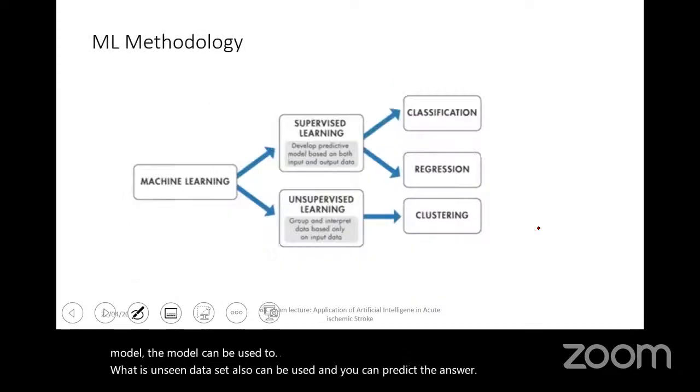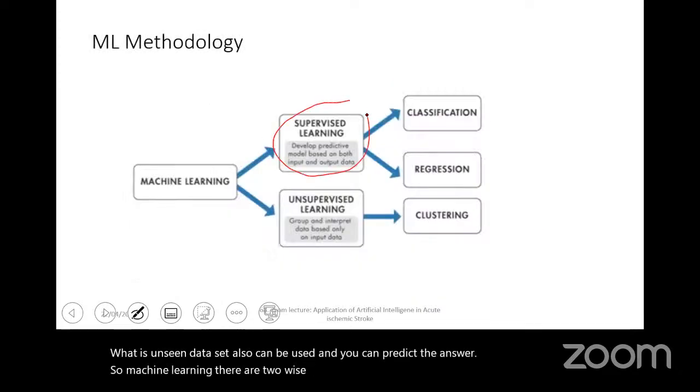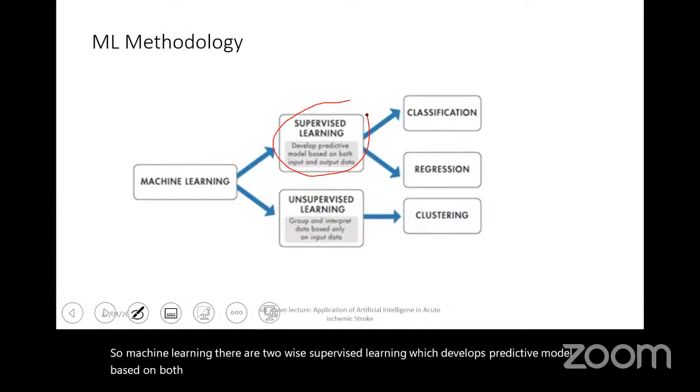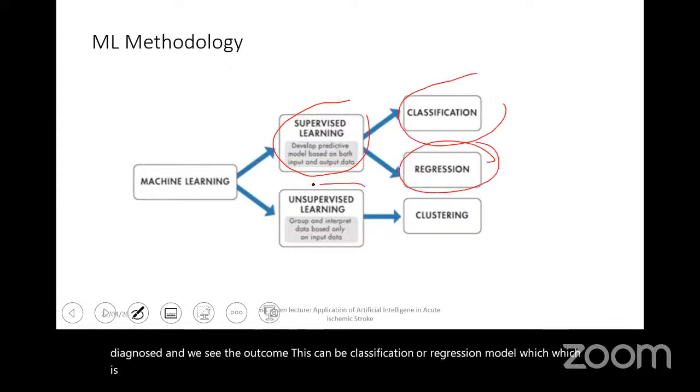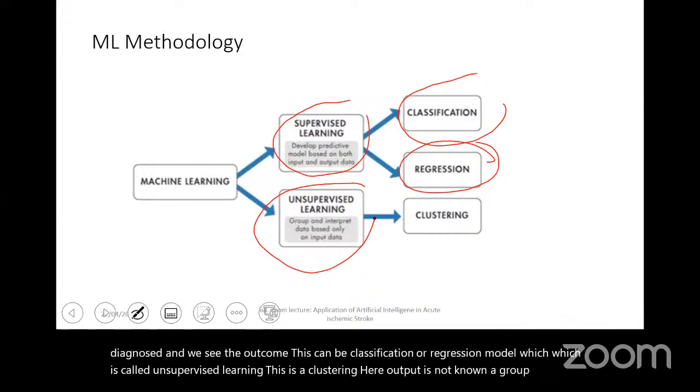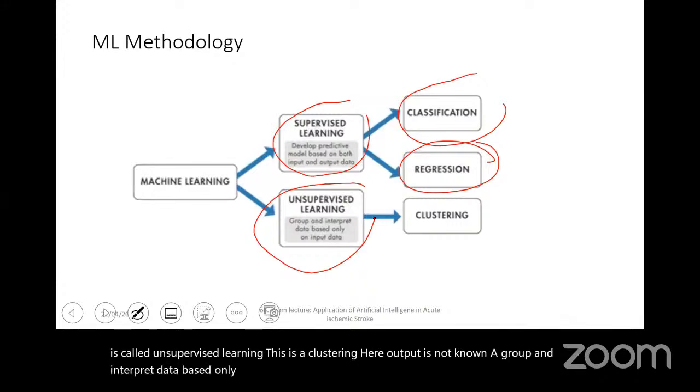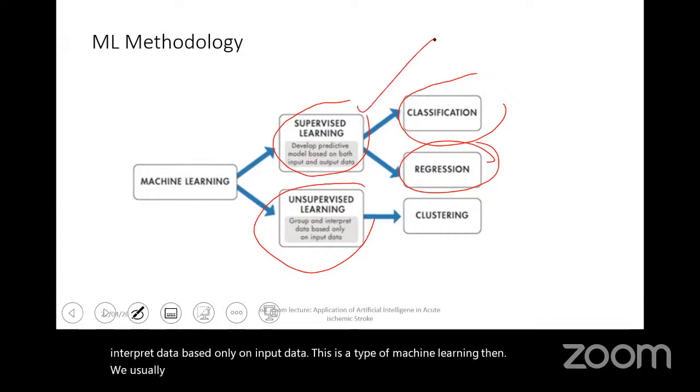So in machine learning, there are two ways: supervised learning, which develops a predictive model based on both input and output data. That is what we have with stroke cases who have been diagnosed; now we see the outcome. This can be a classification or regression model. Then there is unsupervised learning, which is clustering. Here the output is not known. It groups and interprets data based only on input data. This is a type of machine learning. But we usually use supervised learning.